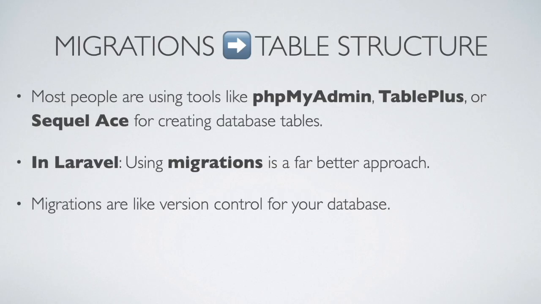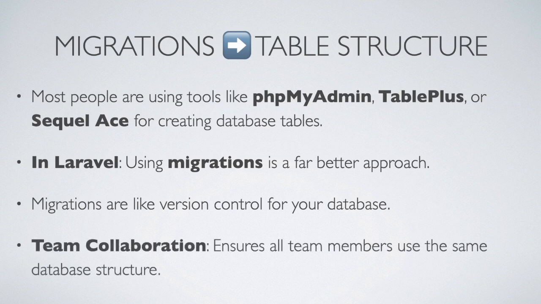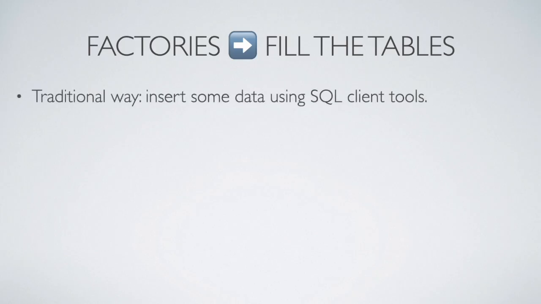Migrations are like version control for your database. They track every change you make to the schema. And if you're working with a team, they help ensure everyone is using the exact same database structure, so your app behaves consistently across all environments. Next, to populate the database, you may be tempted to insert some fake data manually using those same SQL tools. But Laravel gives us a more efficient way to do that with model factories. Alright, let's get into it.